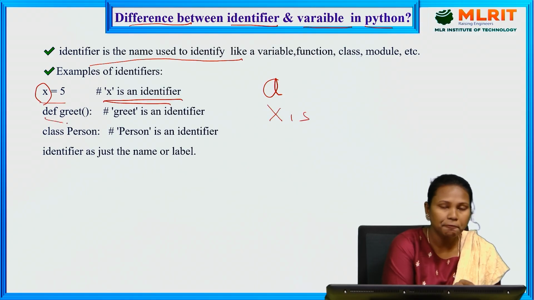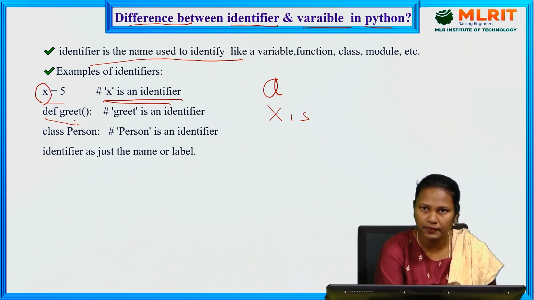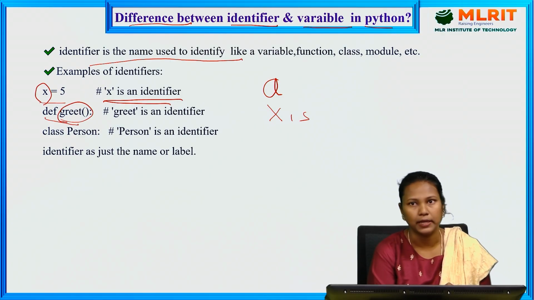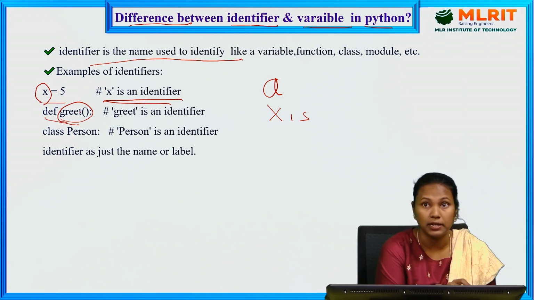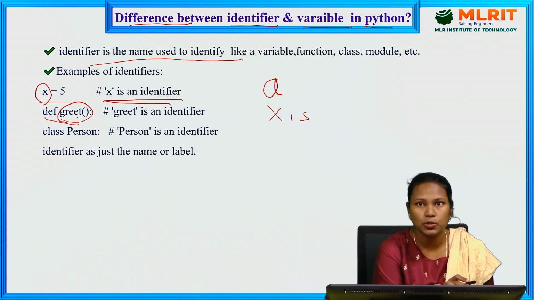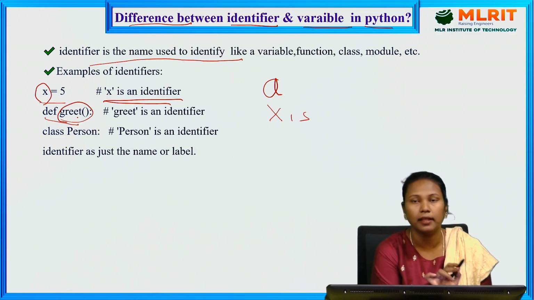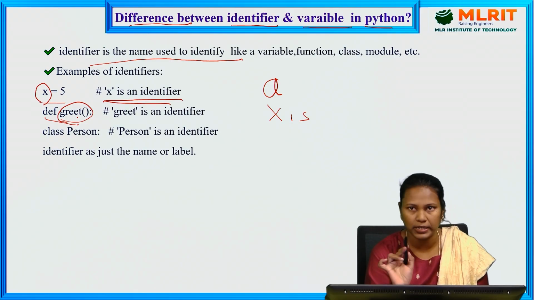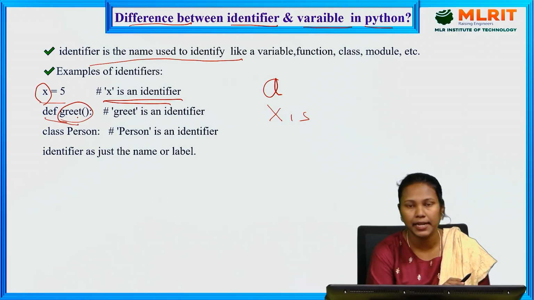Next one, def greet. For defining functions in Python, we are using the def keyword. So, greet is the identifier. It is the function definition. So, it is also an identifier. The name given to the variable, the name given to the function, we are calling it an identifier.